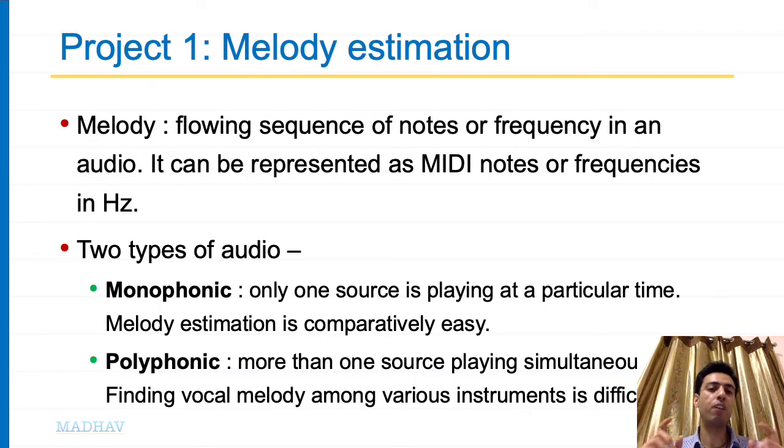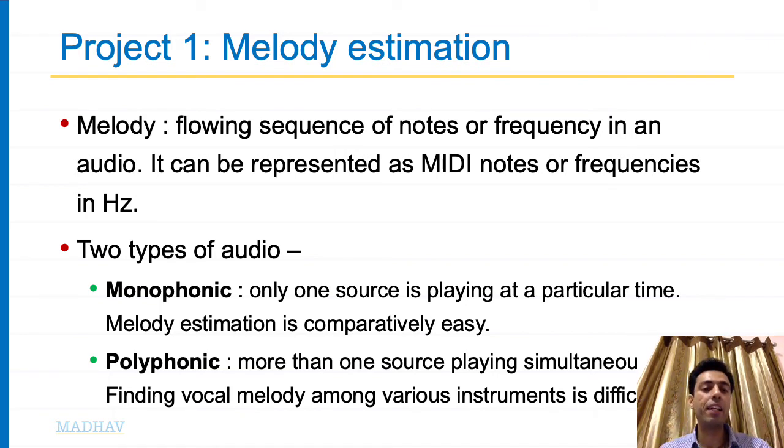Monophonic means only one source is playing at a particular time. For example, if I am singing, then I am singing. And monophonic audio is very easy to handle because only single source is playing and you are estimating the audio. This is not the goal of the project. Polyphonic audio is a challenging problem.